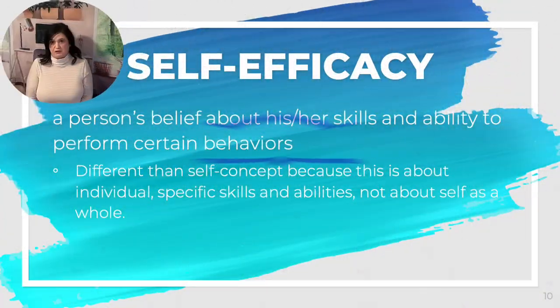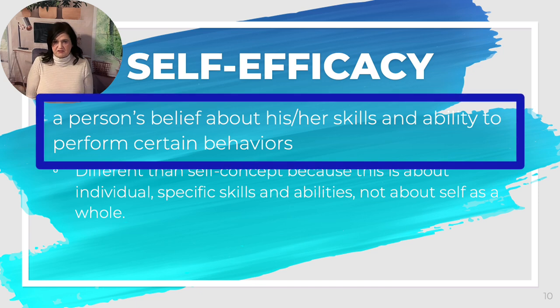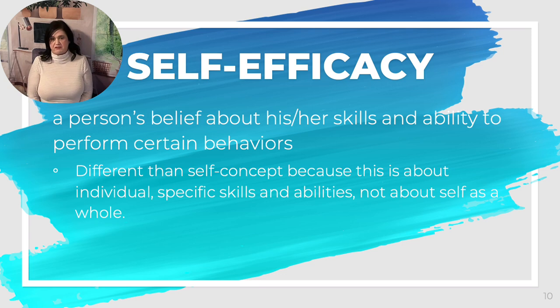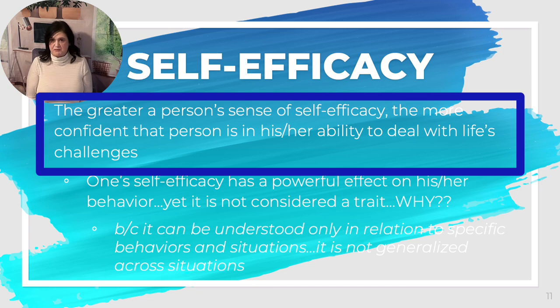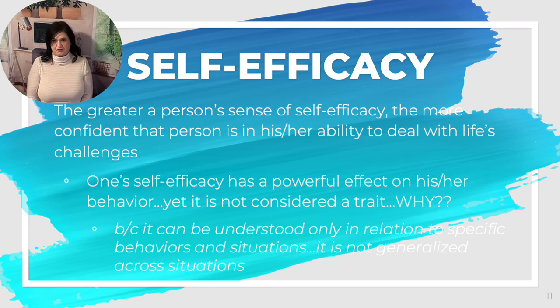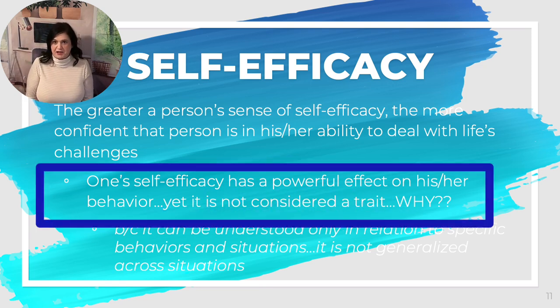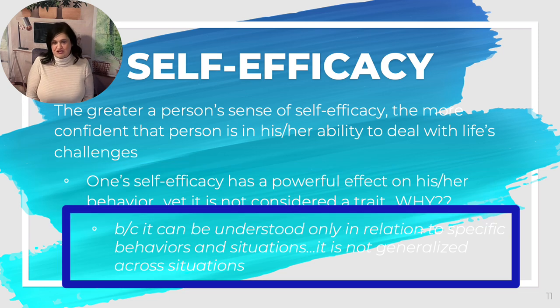Let's take a look at the self part. Here's this word called self-efficacy. It's a person's belief about his or her skills and ability to perform certain behaviors. So the greater a person's sense of self-efficacy, the more confident he or she is in their ability to deal with life's challenges or when they're given a particular task. So one's self-efficacy has a powerful effect on behavior, but it's not considered a trait. Okay, self-efficacy is not a trait because it can only be understood in relation to specific behaviors and situations.